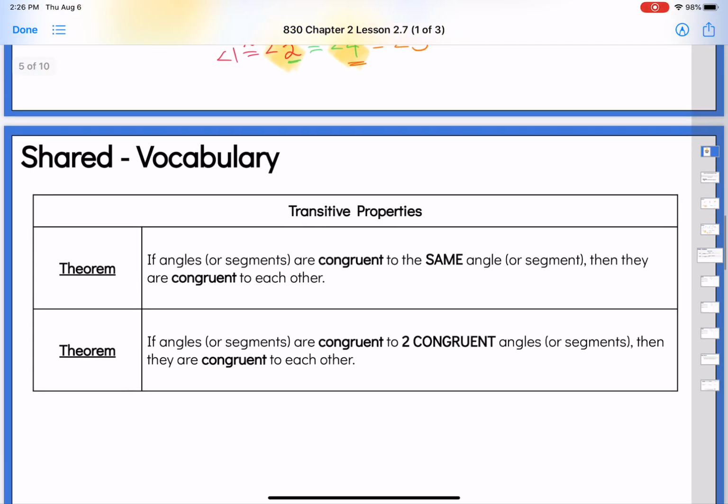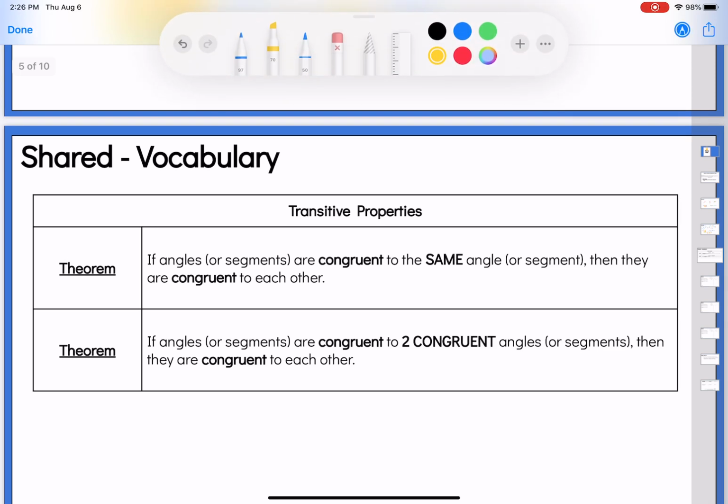So you've got your two transitive properties here, just like you had two addition properties, you have two subtraction properties. These are your two transitive properties. So the first one, if angles or segments are congruent to the same angle or segment, then they are congruent to each other. And then the second one, if angles or segments are congruent to two congruent angles or segments, then they are congruent to each other. So your two different versions, just like addition, subtraction, complementary, supplementary, all of those theorems all had these two options.